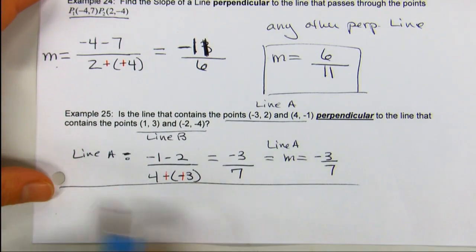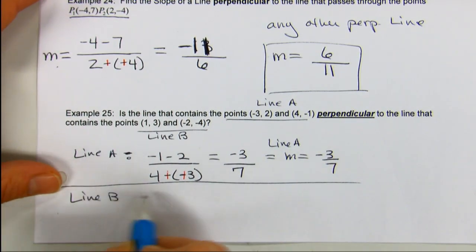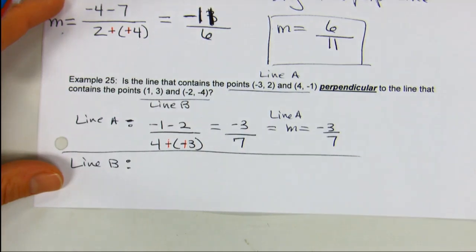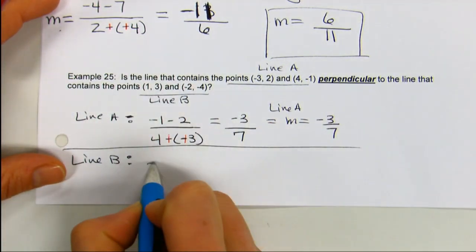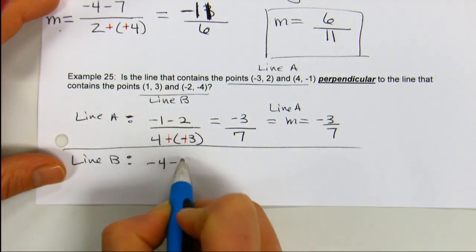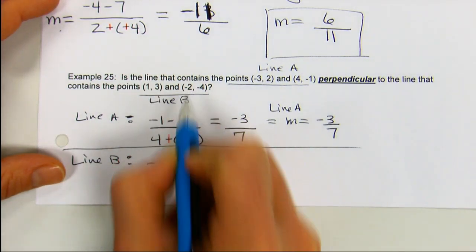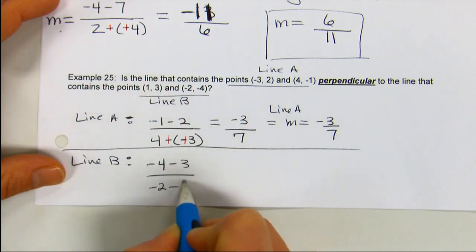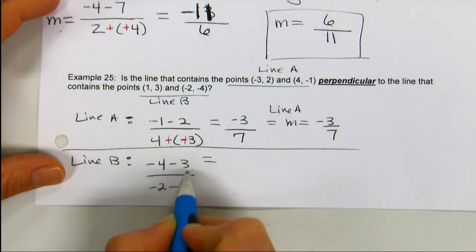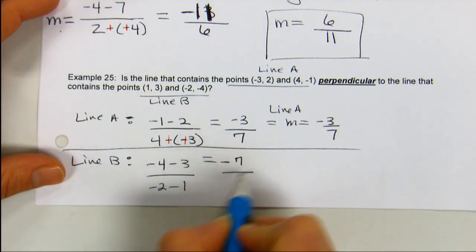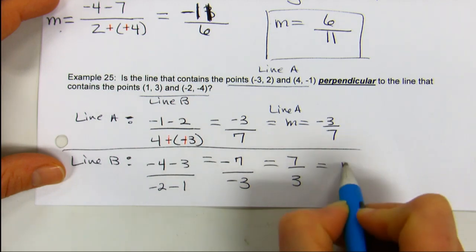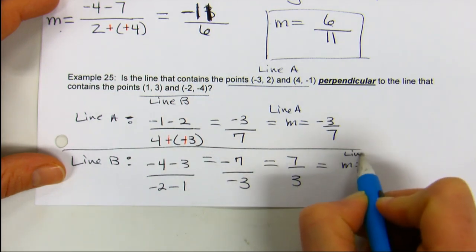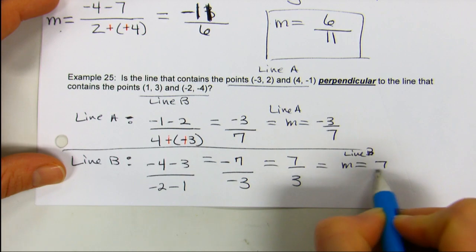Let's look at line B, the line that's going through those second ordered pairs. So my second y, negative 4, minus my first, over my second x, negative 2, minus my first. Negative 4 and negative 3 make a negative 7, and negative 2 and a negative 1 make a negative 3. Simplifying that, that would be 7 over 3. So the slope of line B is 7 over 3.